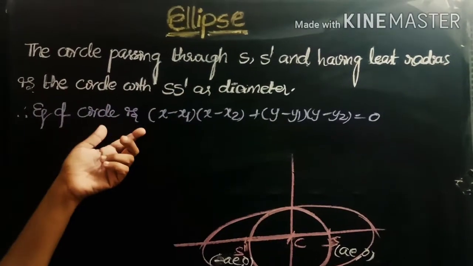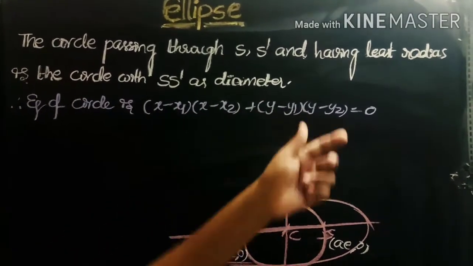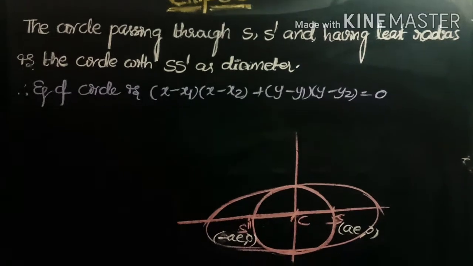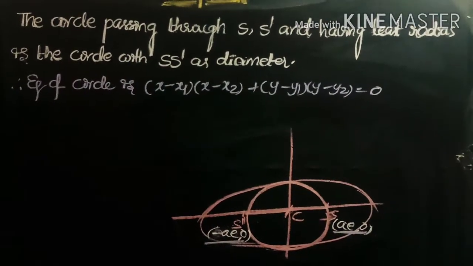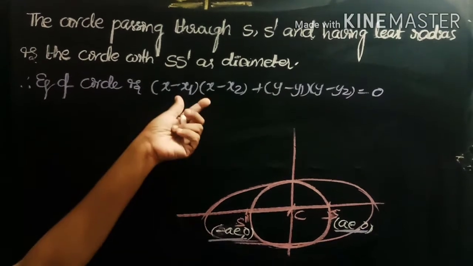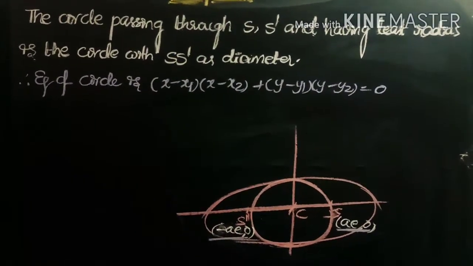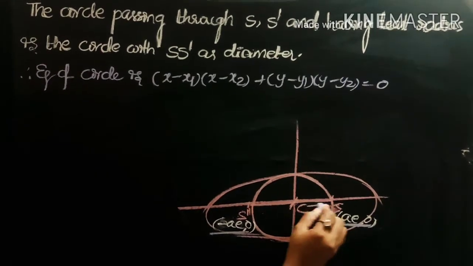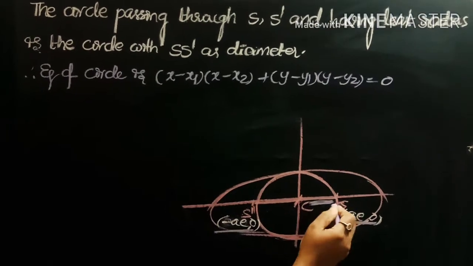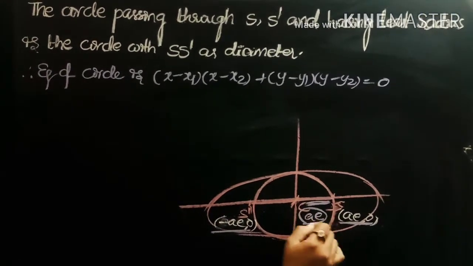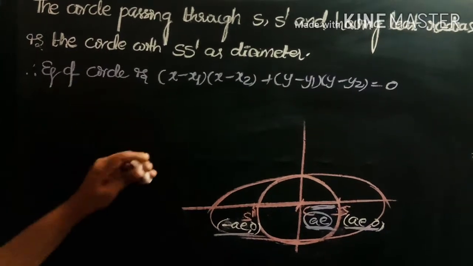Therefore the equation of the circle is, this is the formula, x minus x1 into x minus x2 plus y minus y1 into y minus y2 is equals to 0. Here x1 y1 is equals to ae comma 0 and x2 y2 is equals to minus ae comma 0. By replacing those values we will get the circle equation. From that equation we can take the radius value, or otherwise directly from the diagram also we can tell the radius value. Here radius is nothing but the distance between these 2 points, which is nothing but AE. So clearly AE is the least radius, but I find the equation of circle to find the radius here.